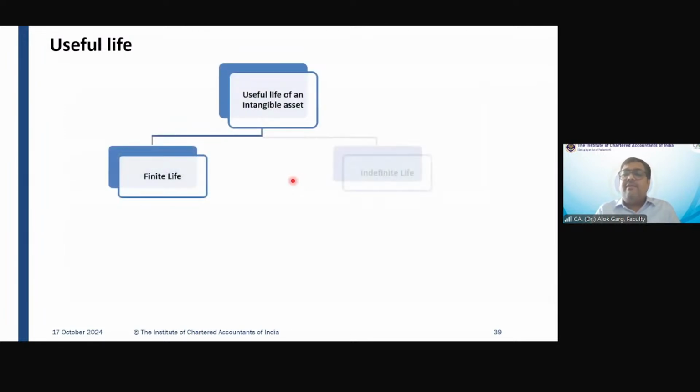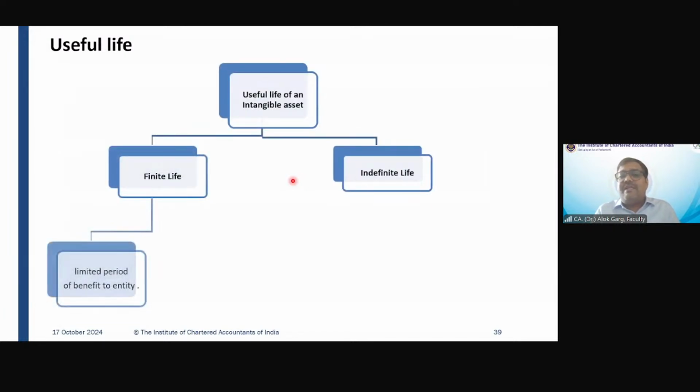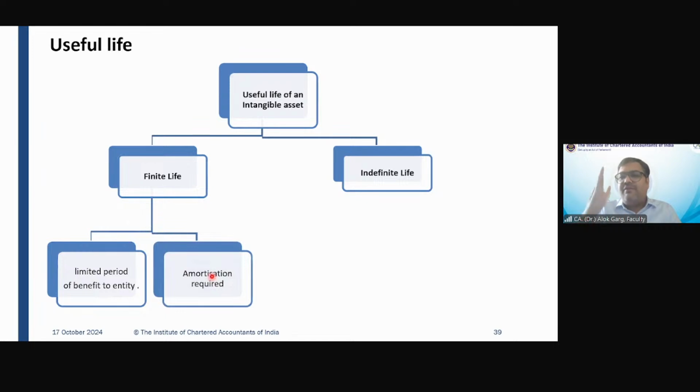Friends, if the useful life of an intangible asset is a finite life, it means you can determine the finite life, like 8 years. That finite life is a limited period of benefit to the entity. Like in this case, I'm expecting 8 years. So this is the life of the intangible asset. In that case, amortization is required. Every year you need to amortize.